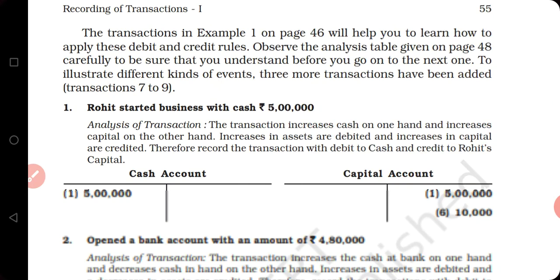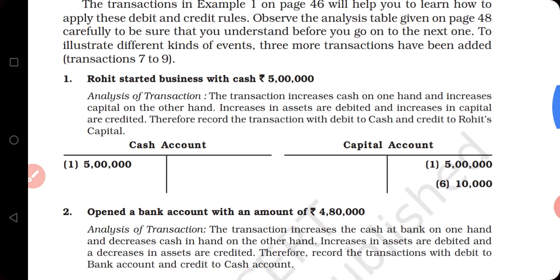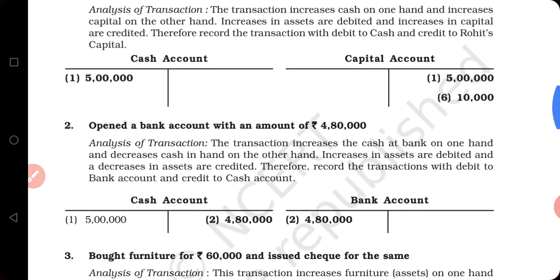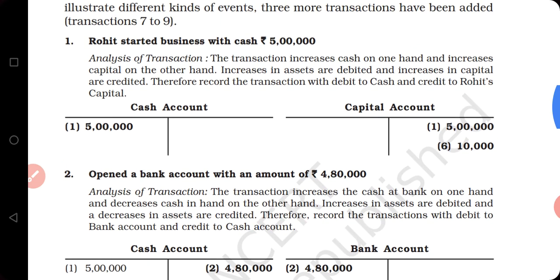The transaction in example 1 on page number 46 will help you learn how to apply these debit and credit rules, and observe the analysis table given on page number 48 carefully to be sure you understand it before you go on to the next one. Let's go first here.